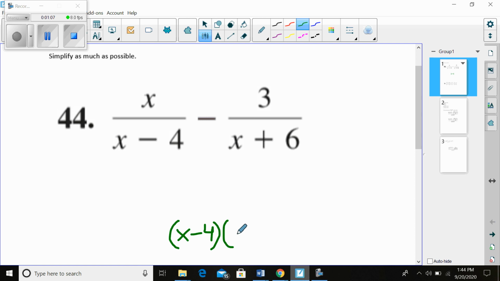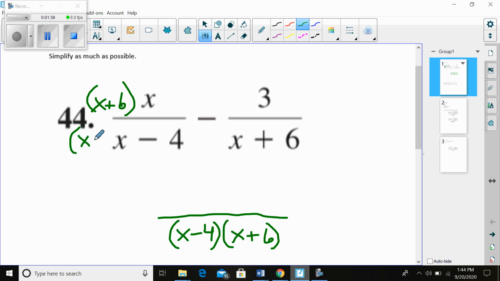Okay, now when we get a common denominator, in order to combine these two expressions, we multiply in order to change the appearance but not change the value, right? We multiply each fraction by 1. And x plus 6 over x plus 6 has the value of 1. So I multiply the first fraction by x plus 6 over x plus 6.